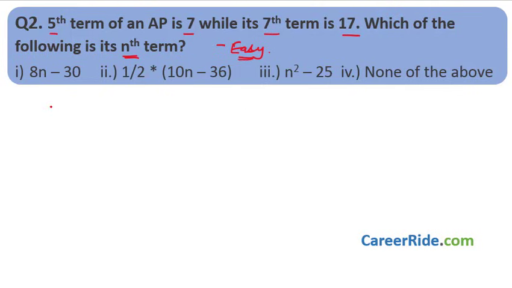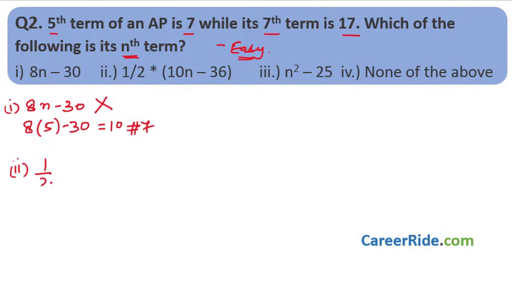So let us begin with 8n minus 30. If my fifth term is 7, it means 8 into 5 minus 30. 8 fives are 40, that is equal to 10, which is not equal to 7, which means my first option doesn't satisfy the given thing. I'll not go further and check anything more, because in the first step itself it fails me. Let me go on to check the second option.